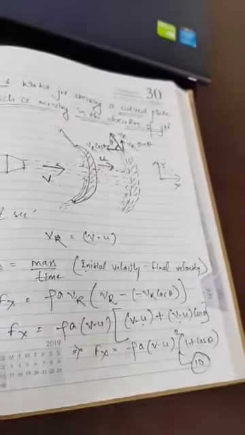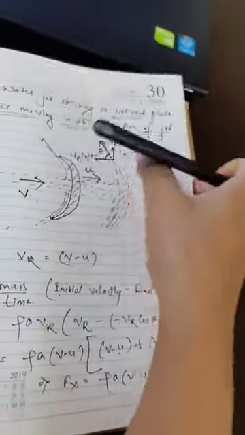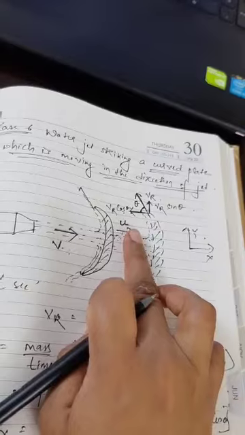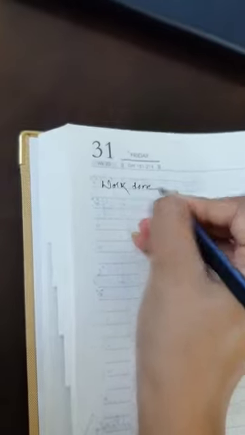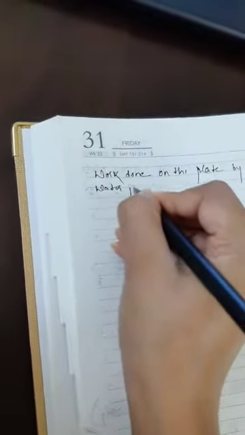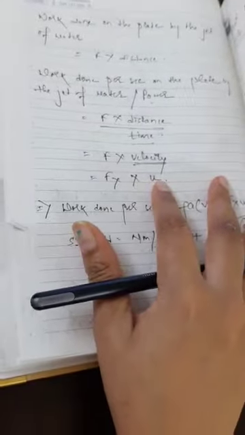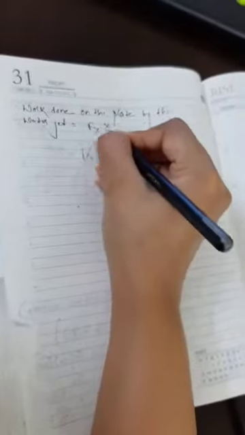But as I have to find out the work done on the plate, as the plate is in u direction, that means it is in x direction, so I will find out the work in x direction only. So the work done on the plate by the water jet is equal to, again just like the last time, the work done is given by Fx into the velocity of the plate u. So Fx into u.